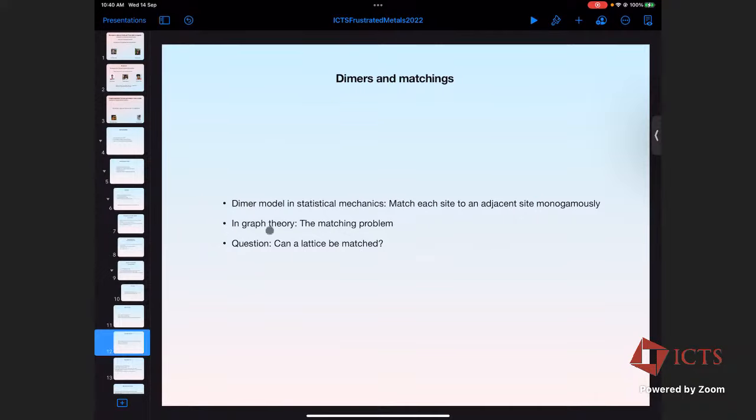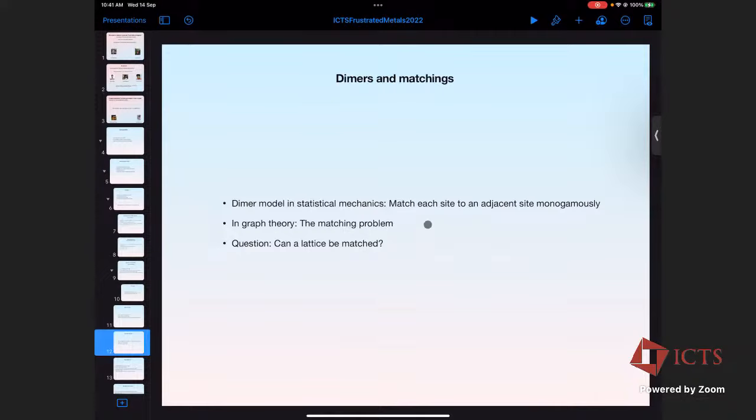And this is precisely the problem that graph theorists and combinatorists call the matching. And in that language, what we call the fully packed dimer model is the problem of perfect matchings. If you can't put enough dimers down so that every site is touched by a dimer, we would call that a monomer dimer model. And that's just the problem of maximum matchings, or just matchings, not perfect, right?